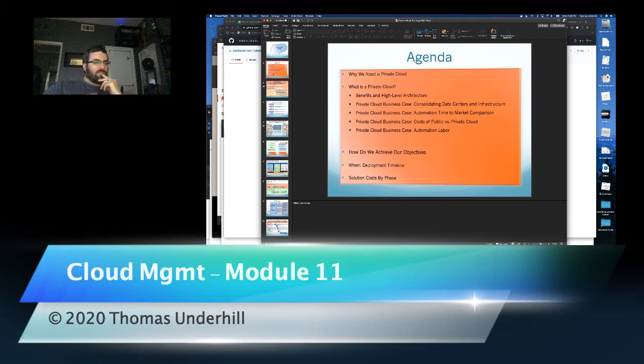Then we lay out a when. In this case, what I would do is kind of a deployment timeline of how long you think this is going to take, and I've got an example in here of how you can structure that. And then the last thing is the cost by phase. So here's the deployment timeline, and then this is what it's going to cost us for each one of those phases. Okay, that's very critical for us.